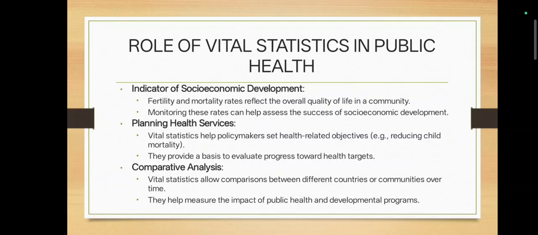Vital statistics are the backbone of public health. Fertility and mortality rates reflect the overall quality of life in a community, making them indicators of socio-economic development. They also help in planning health services, guiding policymakers to set objectives such as reducing child mortality. Moreover, they allow comparative analysis between countries and communities, helping us measure the impact of public health programs. For instance, if infant mortality drops after a vaccination campaign, this is clear evidence of success.